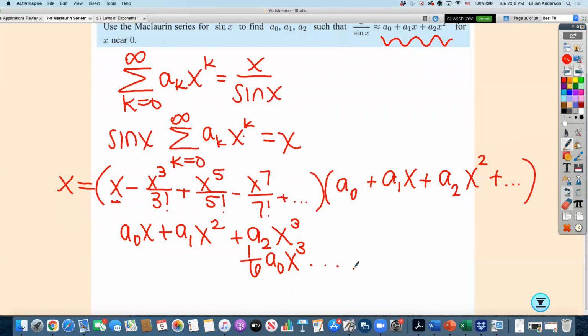Am I missing a term? I don't think so. Oh, thank you. I am missing something though. If I continue to go, I'll use x to the 5th over 5 factorial.